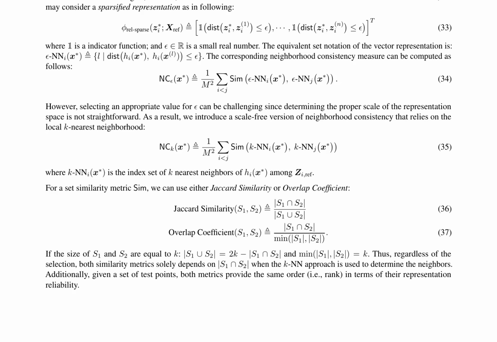Overall, this research presents a comprehensive analysis of neighborhood consistency in unsupervised learning, providing new insights into the reliability and stability of representations generated by various algorithms. The proposed metrics and transformations offer a promising direction for future research in evaluating and improving representation learning algorithms.